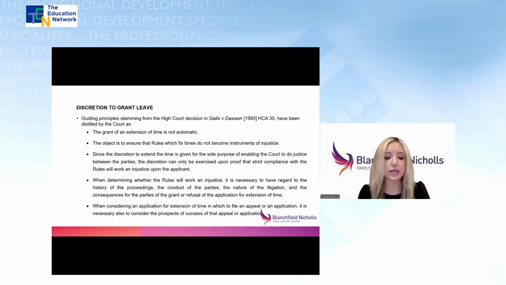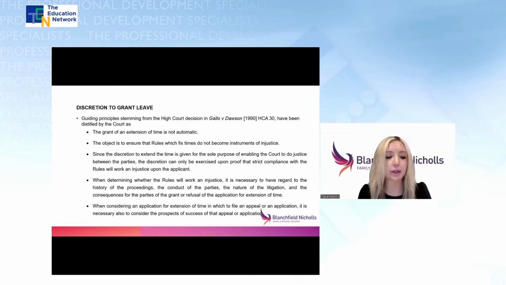Since the discretion to extend the time is given for the sole purpose of enabling the court to do justice between the parties, the discretion can only be exercised upon proof that strict compliance with the rules will work an injustice on the applicant. When determining whether the rules will work an injustice, it is necessary to have regard to the history of the proceedings, the conduct of the parties, the nature of the litigation, and the consequences for the parties of the grant or refusal of the application for extension of time.